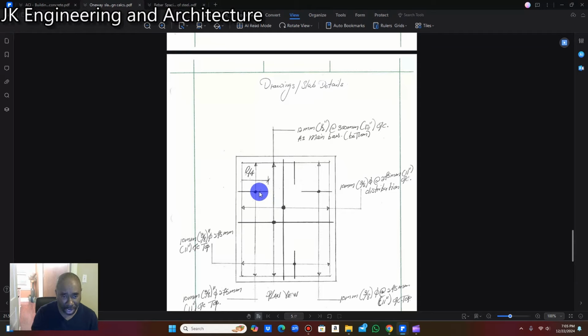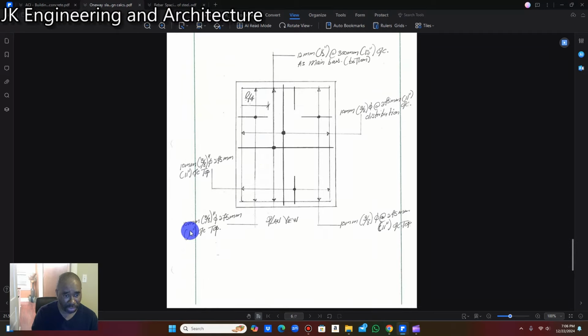So for our top bar here, I usually don't show the dimension on the plan, but it's going to be L over 4. So this distance we're going to measure. So if this distance is 12 and it's L over 4, we're going to divide 12 by 4. So this distance from here to here is 3, right? So this top bar here is going to run from this point here all the way down, and we're going to space it at 275 millimeter on center, 11 inches on center, and we're going to use 10 millimeter or 3/8 diameter bar.